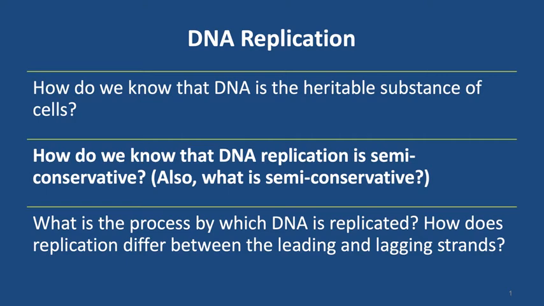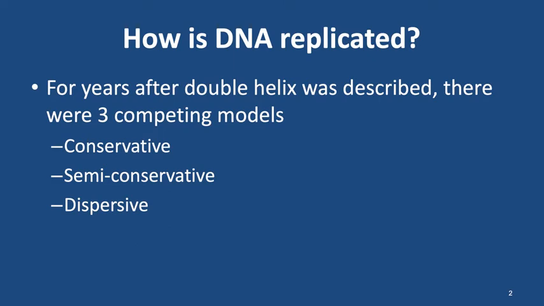So this was what happened before we actually went through the individual steps. We had to figure out, how does it work? How is it being copied? And so there were three competing models for DNA synthesis after the discovery of the double helix. One was called conservative replication. There was also semi-conservative replication, and finally something called dispersive replication.